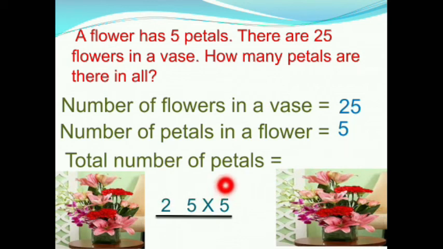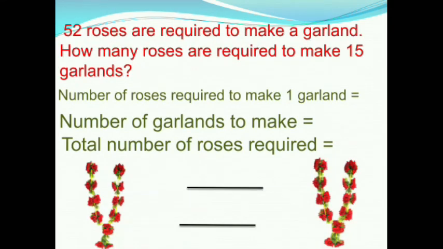First we should multiply 5 and 5. 5 fives are how much? Yes, 5 fives are 25. Write 5 in units place and 2 carry in tens place. Next we should multiply 5 and 2. 5 twos are how much? Yes, 5 twos are 10. 10 plus 2 is equals to 12. Write 12 in tens place. Therefore 25 into 5 is equals to 125. Total number of petals in 25 flowers are 125.